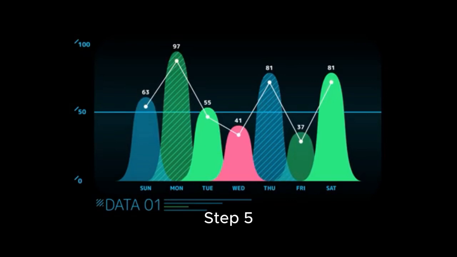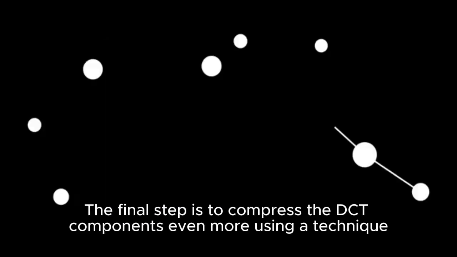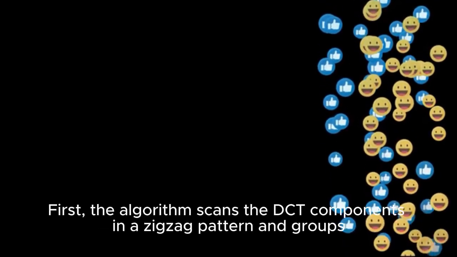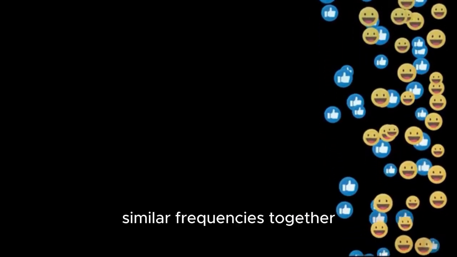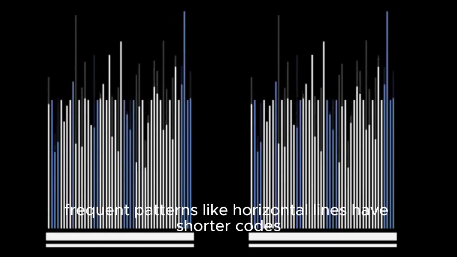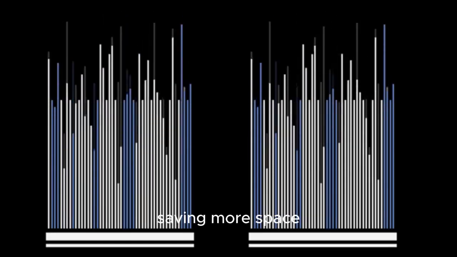Step 5. Run length and Huffman encoding. The final step is to compress the DCT components even more, using a technique called run length and Huffman encoding. First, the algorithm scans the DCT components in a zigzag pattern and groups similar frequencies together. Then it replaces sequences of numbers with shorter codes using a table called a Huffman tree. This way, frequent patterns like horizontal lines have shorter codes, saving more space.